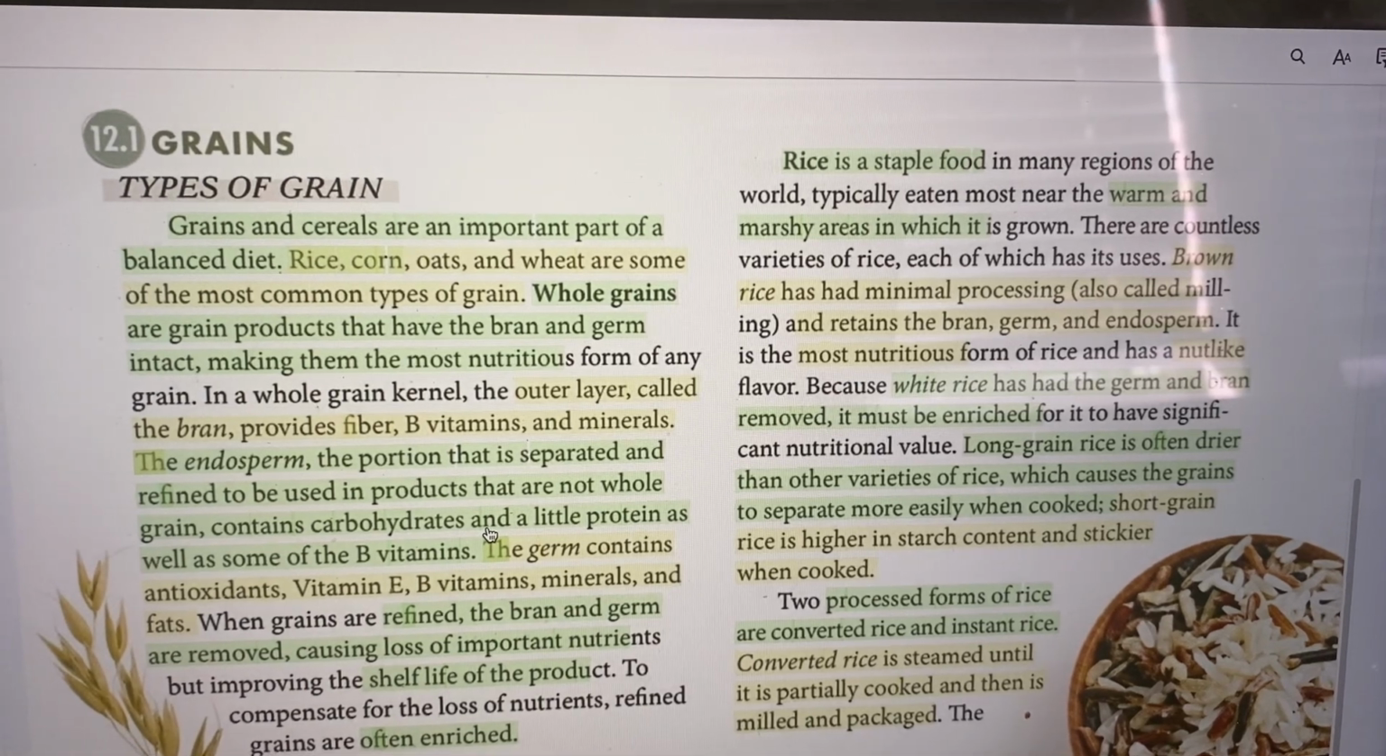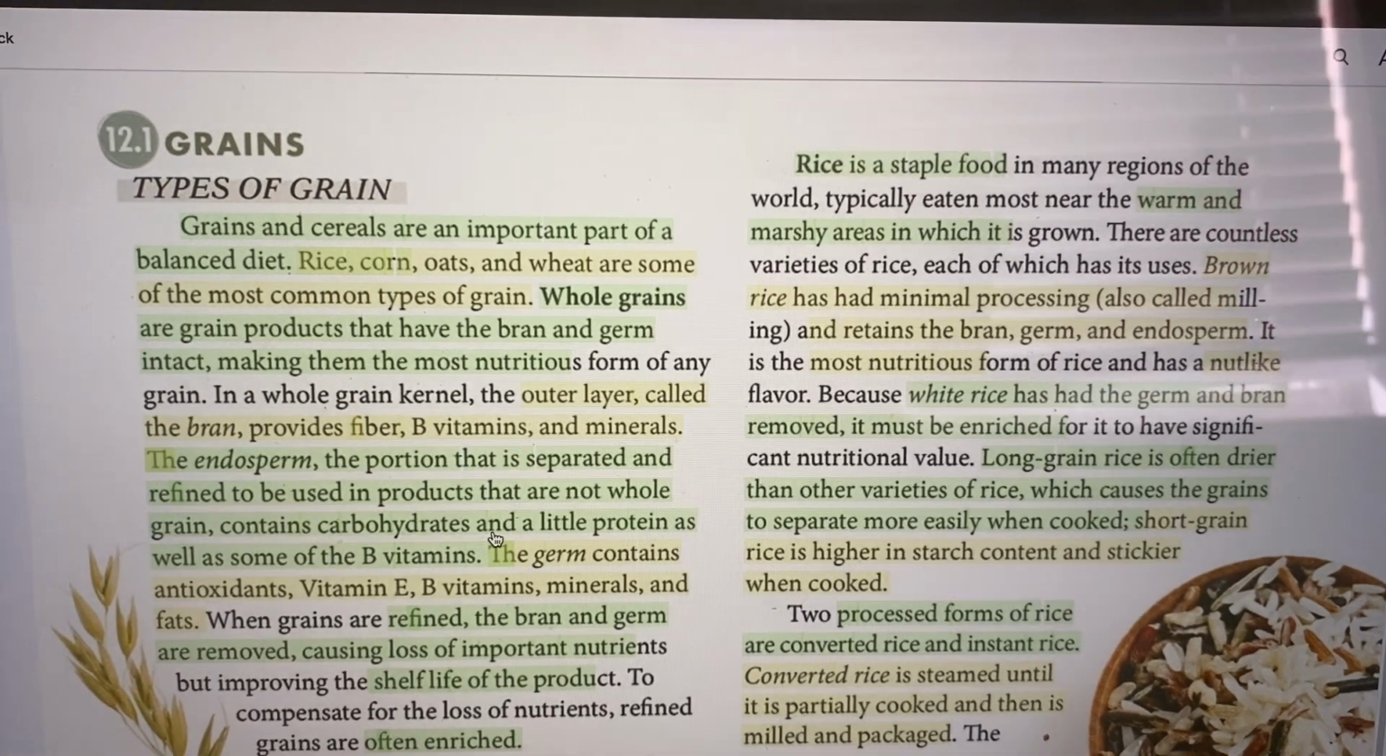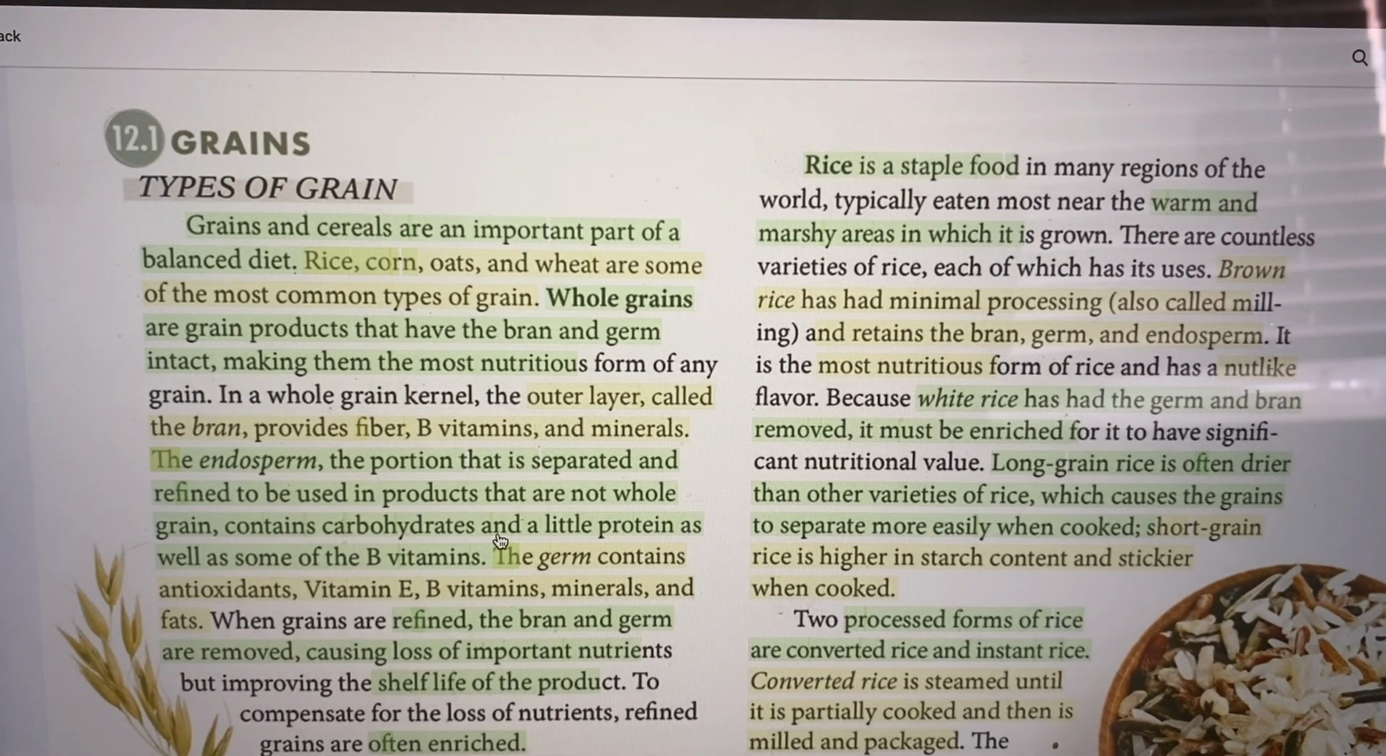Rice is a staple food in many regions of the world. A lot of different parts of the world grow rice, but most of these countries are warm and marshy areas. So let me move this. There we go. Warm and marshy areas, and there are countless varieties of rice. So each has its own uses.